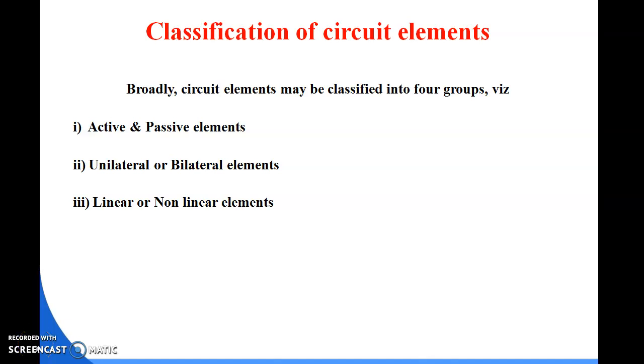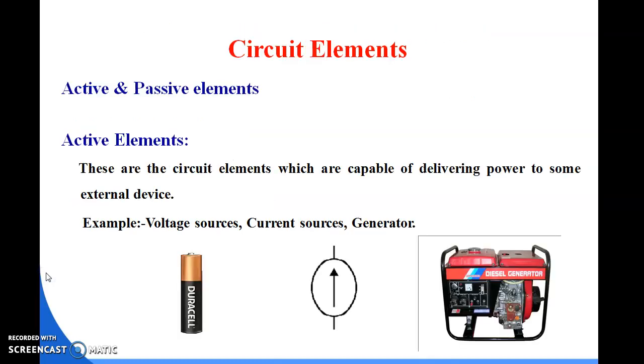Then comes classification of circuit elements. Broadly, circuit elements may be classified into four categories. That is, the first one is active and passive elements. Second one is unilateral and bilateral elements, and the third one is linear or non-linear elements. Okay, then first we will discuss what active and passive elements are.